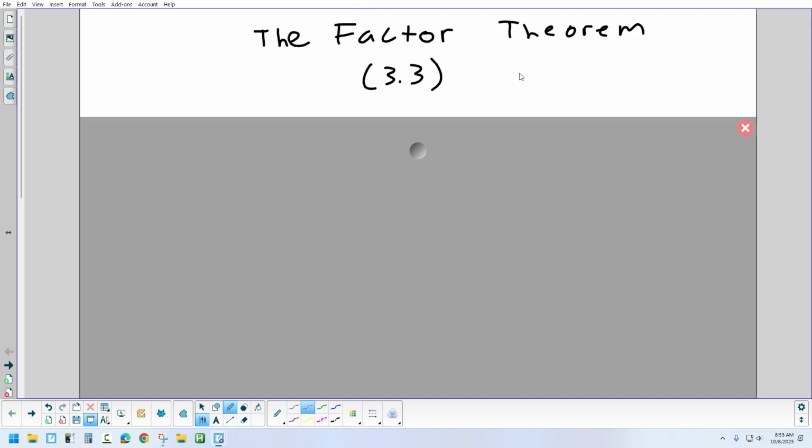All right, so today we're going to look at section 3.3, which is called the factor theorem. And we did skip a couple sections in chapter 2 and in the beginning of chapter 3. So remember, we're not necessarily going in order. So we didn't jump to section 3.3.